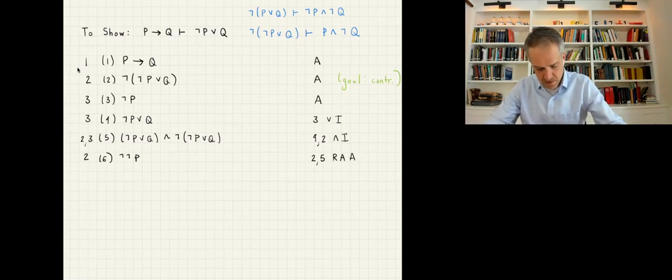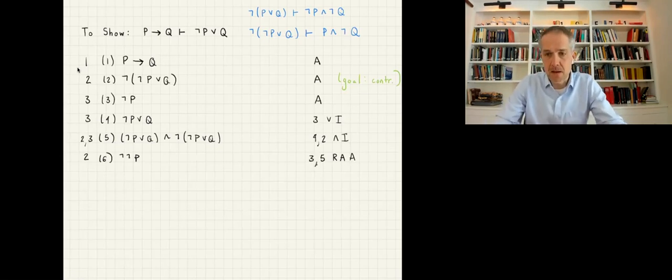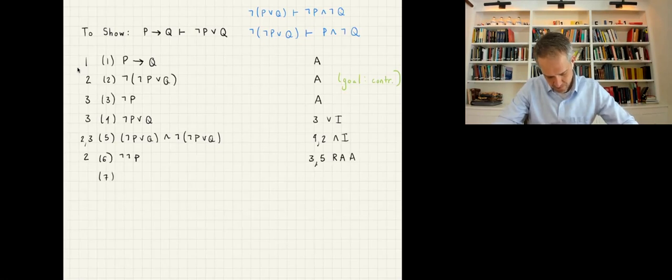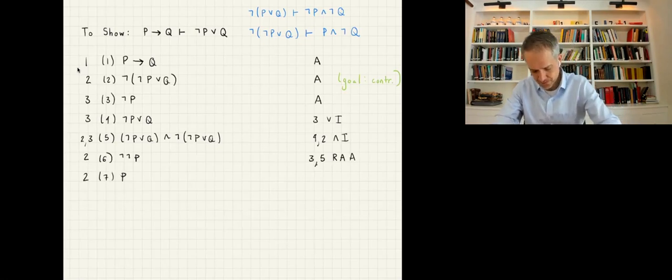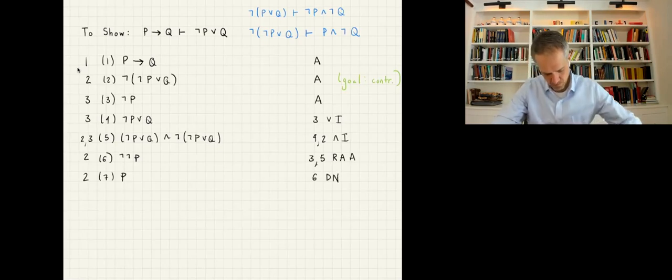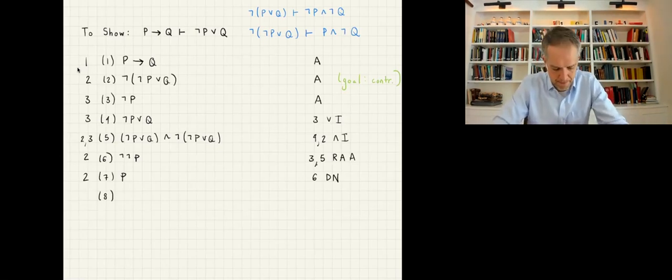Oops, so actually there's a mistake in what I just did. Let's be very careful here. This was an attempt to show that the assumption of not P after you had already assumed not P or Q is going to give a contradiction. So P follows from line 2. Okay.